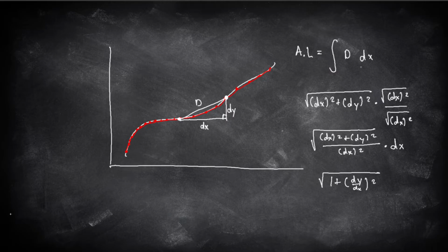So we could substitute all this back into our arc length formula. So our arc length formula is equal to just the integral of the square root of 1 plus dy over dx squared, so the derivative of your function squared, with respect to x.